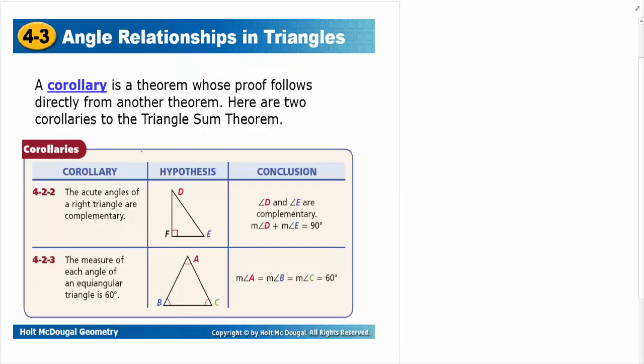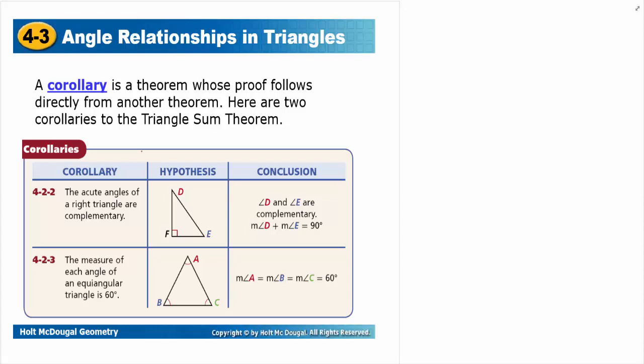Alright, so we have some other proofs here. First off, we have some corollaries. This is the first time you've seen the word corollary, so this would be a new definition for you. So a corollary, you want to know what it is first. It's a theorem whose proof follows directly from another theorem. So in other words, they're really closely related. These are both corollaries to the triangle sum theorem.